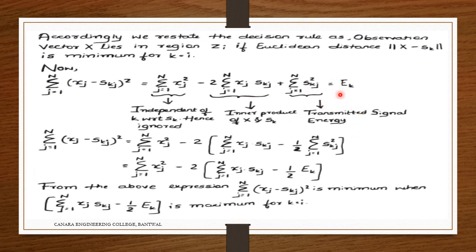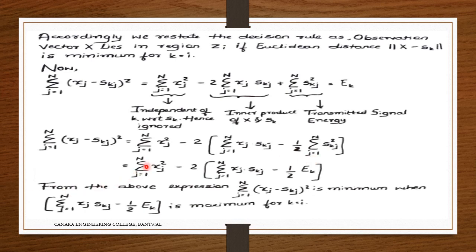So now we can write the equation again and simplify it: the summation of j equals 1 to capital N of xj minus skj the whole square equals the summation of xj the whole square, minus 2 into the summation of xj into skj, minus half the summation of skj the whole square.